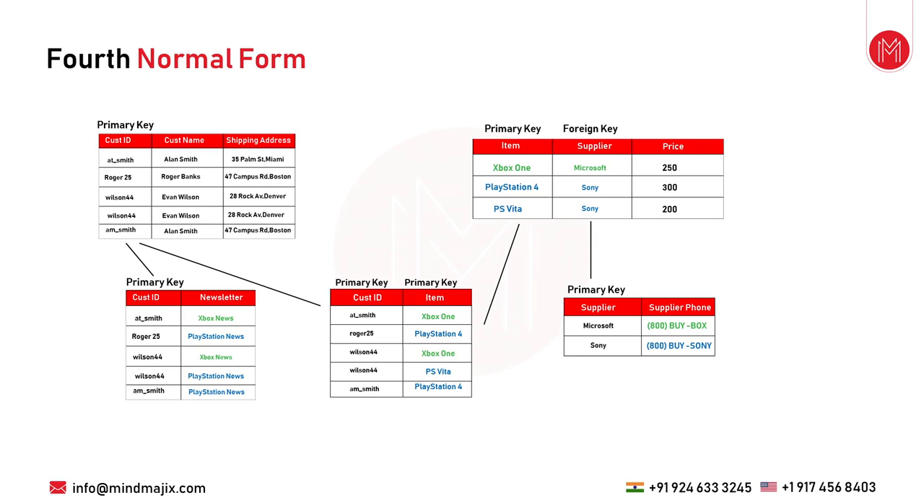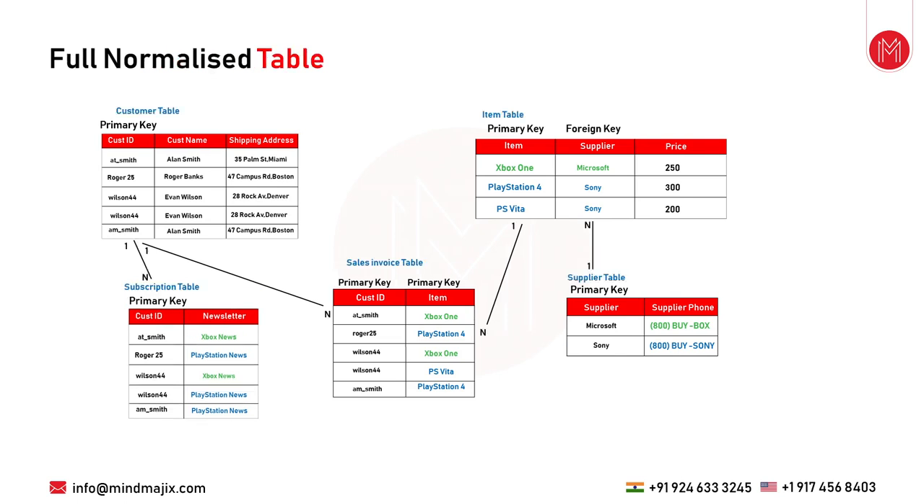And now when we apply all the normalized features, starting from first normal form, second normal form, third normal form, fourth normal form, this is the final output, the fully normalized tables, which we started from a single sales table. So we have a customer table where the primary key is customer ID. We have a subscription table which holds all the subscription details against the customer ID. We have a sales invoice table where we have the customer ID and the items. We have an item table and we have a supplier table. And each table is interrelated with the others with many-to-one relationships.